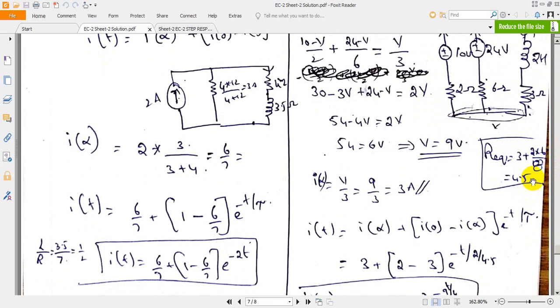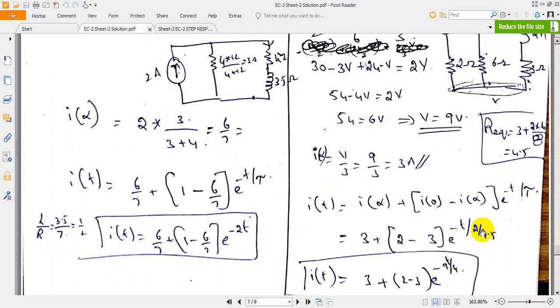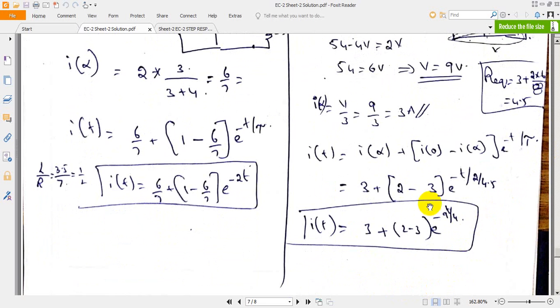You will get it as 4.5. Hence you will get R equivalent as 4.5, or simply tau is equal to L by R. The L value is 2, the R value is 4.5. You will get I of t as 3 plus 2 minus 3 e power minus 9t by 4.